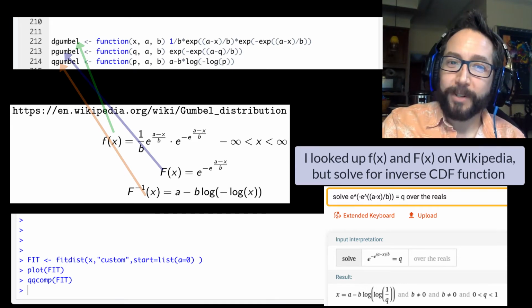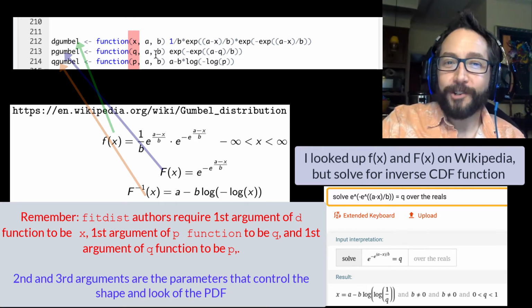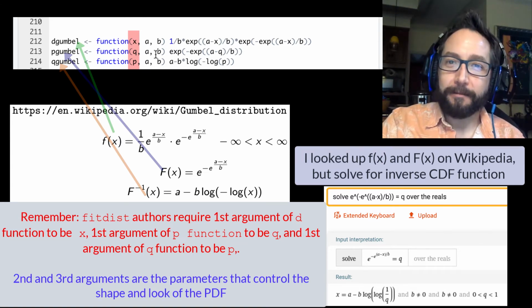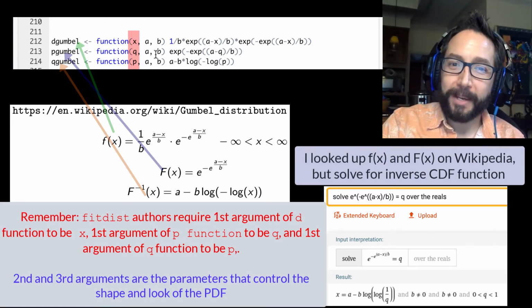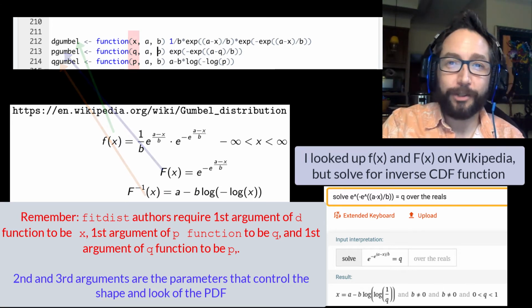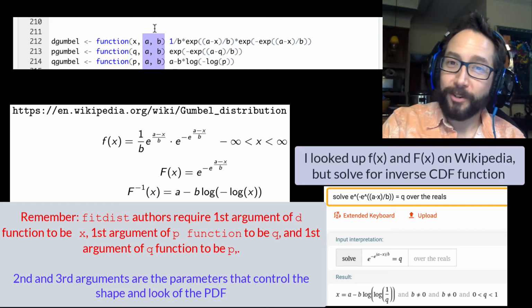The key thing is, once again, the D function has to have as its first argument x. I write my formula in terms of x. The P function has to have first argument q. I write my formula in terms of the letter q. And the Q function needs to have as its first argument p, and I write my equation in terms of the letter p. In this case, there are 2 parameters, A and B, that control the shape of this distribution. And so my second and third arguments are going to be those 2 parameters. So let's get that into the global environment.